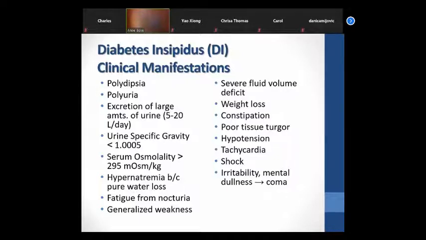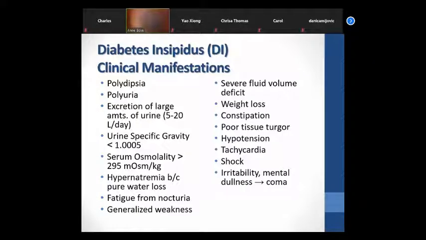Your urine specific gravity is going to be low because now you're getting rid of water, all right? So you're going to have a lot of water in your urine. Subsequently, you're going to get close to 1.000, which is the specific gravity of water. Your serum osmolality is going to be higher because you've lost water, so therefore there's more of a concentrate of particles, so you'll be hypernatremic.